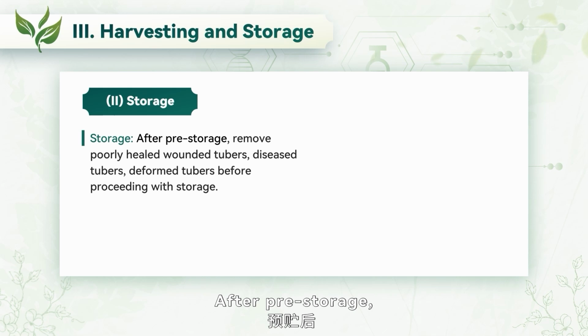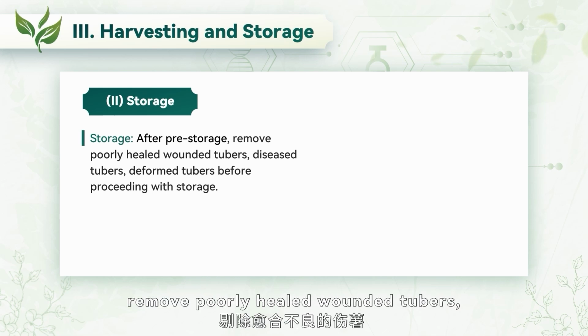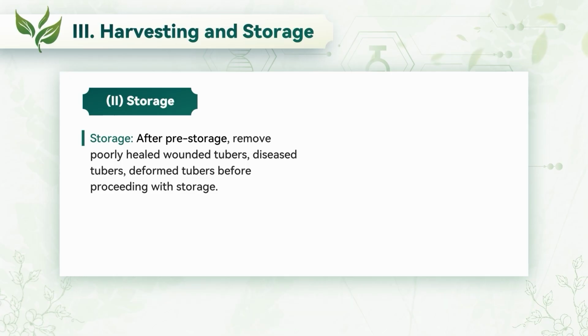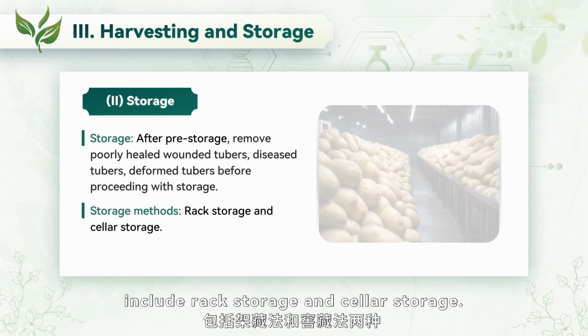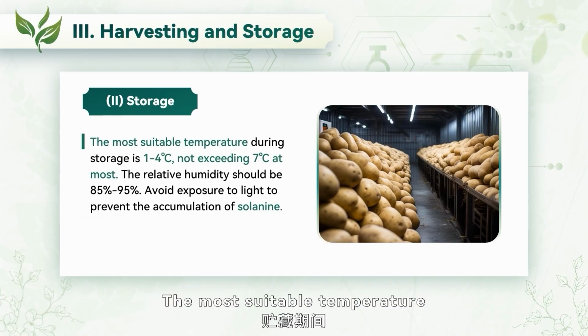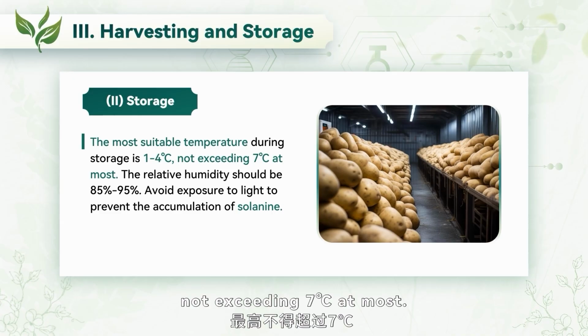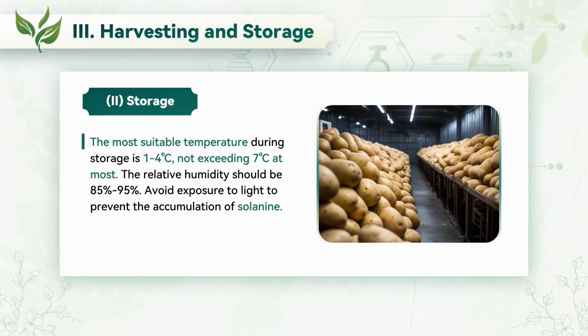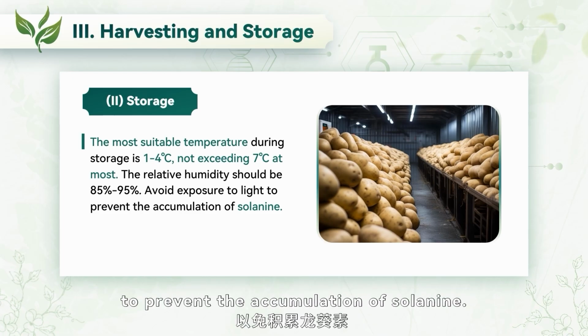Storage. After pre-storage, remove poorly healed wounded tubers, diseased tubers, deformed tubers, etc., before proceeding with storage. Storage methods include rack storage and cellar storage. The most suitable temperature during storage is 1 to 4 degrees Celsius, not exceeding 7 degrees Celsius at most. The relative humidity should be 85% to 95%. Avoid exposure to light to prevent the accumulation of solanine.